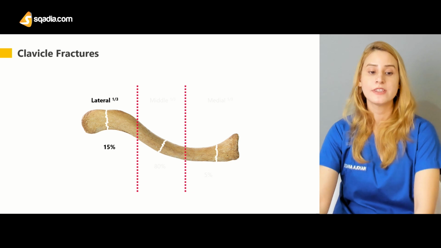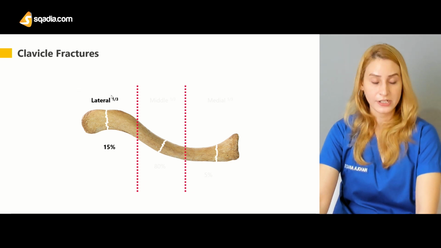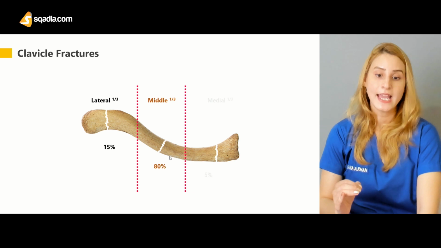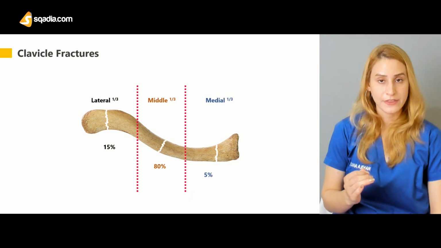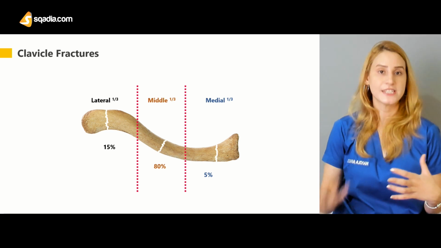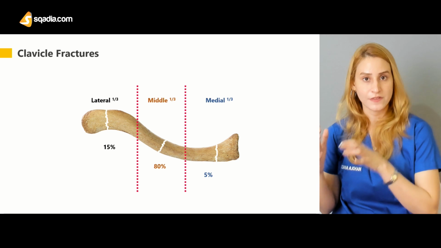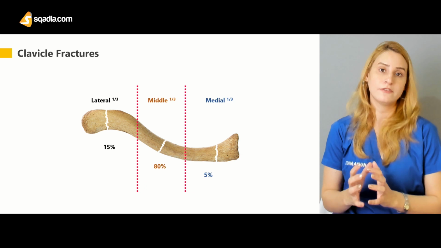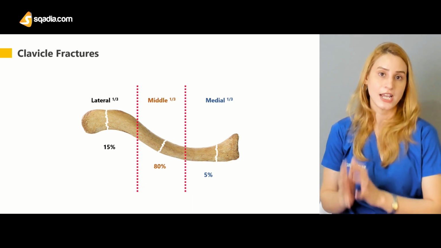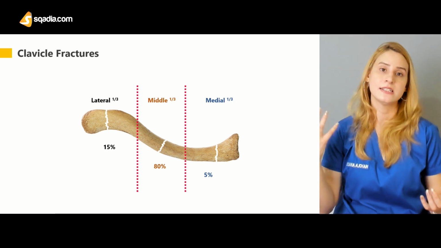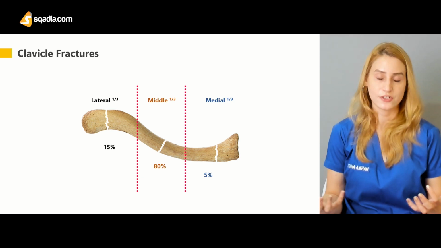Okay, so the fractures in the lateral third make up almost 15%. Then the fractures in the middle third make up almost 80%. And the fractures in the medial third make up almost 5%. So by this percentage, we can see that the medial fractures are the least, then you have the lateral fractures, and the most common are the middle fractures, or the fractures of the body or the shaft of the clavicle. Now, what is actually the mechanism behind the generation of these fractures?